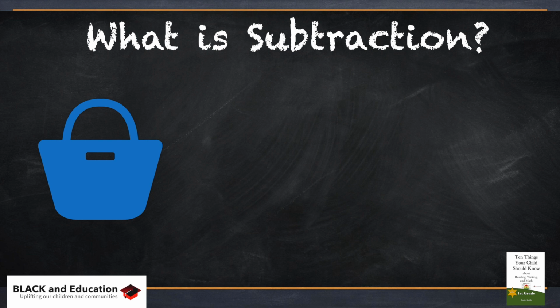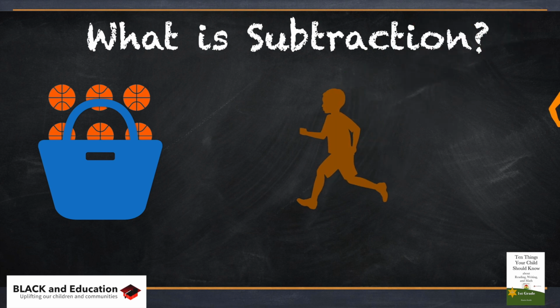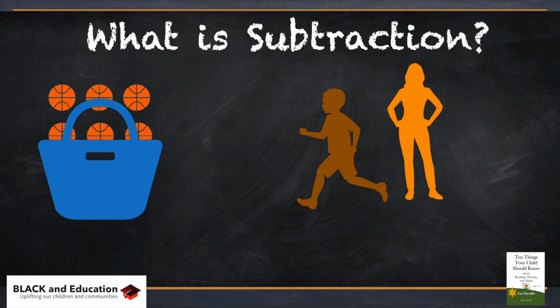Let's say we have a basket full of balls, and there's 6 balls in it. A kid comes around, and a lady comes around. 2 people come around, and they want to get 2 of the balls, right? So I'm going to go ahead and give 2 of the balls to those 2 people. So I'm going to give away or take away 2 from that 6.